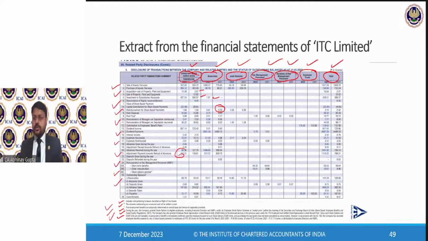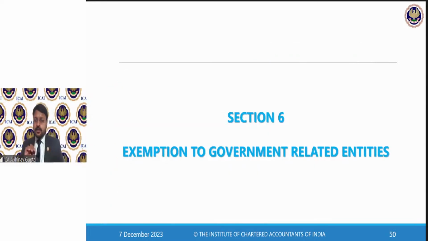I would suggest you download the latest 2023 annual reports of at least 5 listed companies, and start reading how the related party disclosures are presented. It will crystallize in your mind how the disclosures are actually made in practical life, and help you understand it better. So that was it on the disclosure.